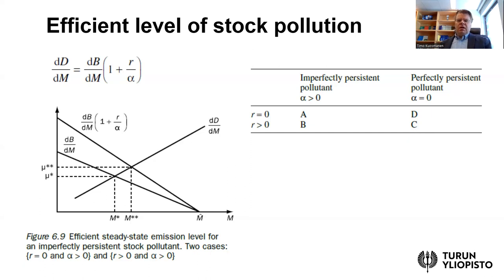But even if you think about something like radioactive materials, it decays very slowly, but typically most pollutants decay. So more meaningful in reality is perhaps this kind of imperfectly persistent pollutant case. Even if this alpha is very, very small, it is typically greater than zero.